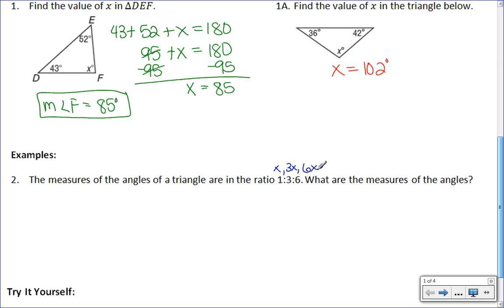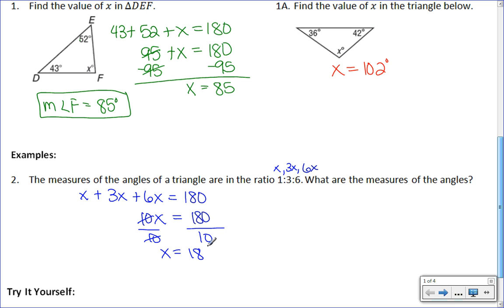And then, since we know that the three angles add up to 180, we can write an equation that shows that x plus 3x plus 6x equals 180. And now we just solve this. So we'll combine like terms over here. This is 1 and 3 is 4 and 6 more is 10x. And then divide both sides by 10. Here x is equal to 18.